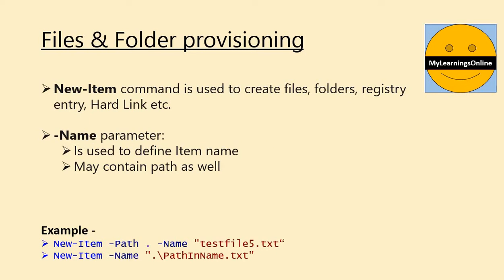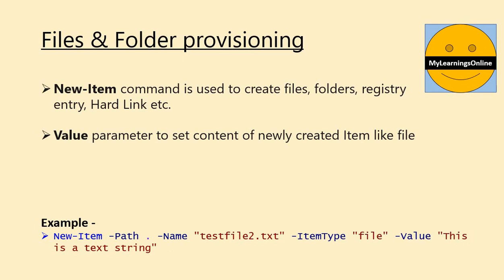The Name parameter is used to specify the name of the item that you want to create. Also, we have the flexibility that we can specify the path of the item along with the name of the item in the Name parameter only. In the example, in the first command, we are trying to create a text file under a specified path by specifying the name of the file using the Name parameter, and the path we are specifying using the Path parameter separately. But in the second command, we are specifying the path of the item and the name of the item in the Name parameter only.